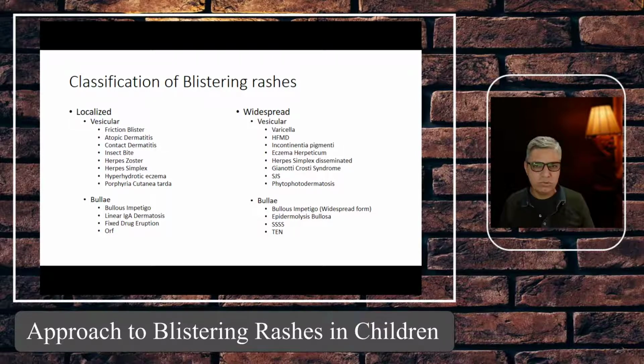Now coming down to the widespread blistering rashes, which again can be divided into widespread vesicular or widespread bullous rashes. First of all, let's talk about the widespread vesicular rashes. Varicella or chickenpox is the most common.